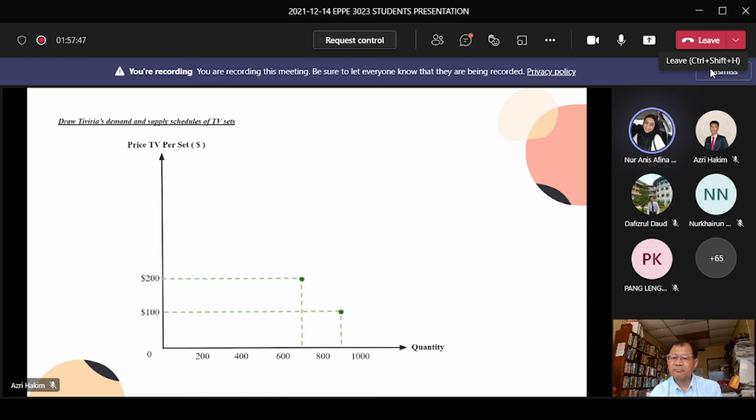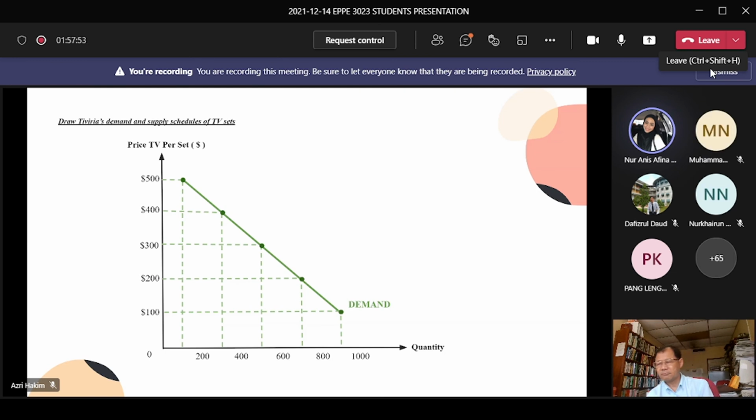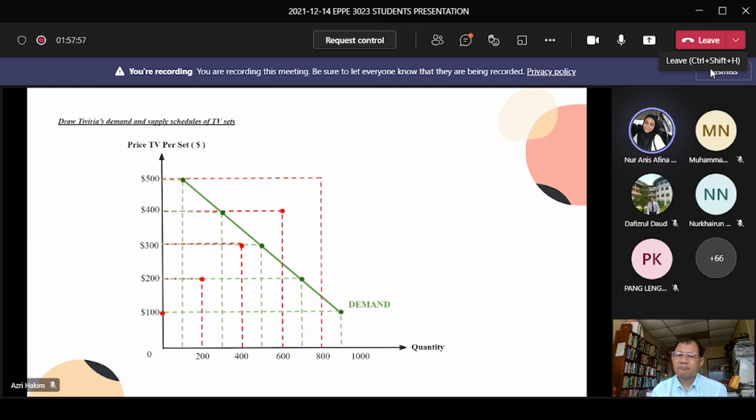Azri, you just need to click the slide continuously so that everyone can see the transition and illustration of how we draw TVRA's demand and supply curve of TV sets. We will get a graph like this when we follow all the information in table 5, and automatically we will get the equilibrium point, which is at point E, where the supply and demand curves intersect.